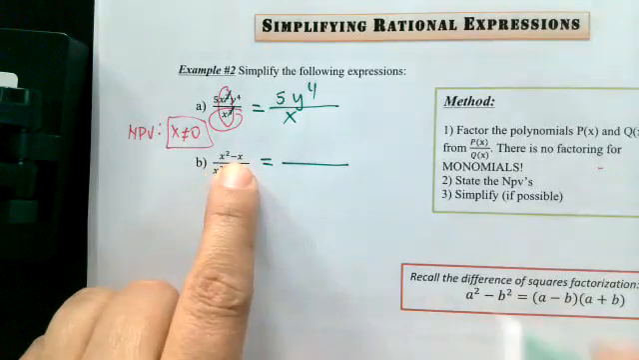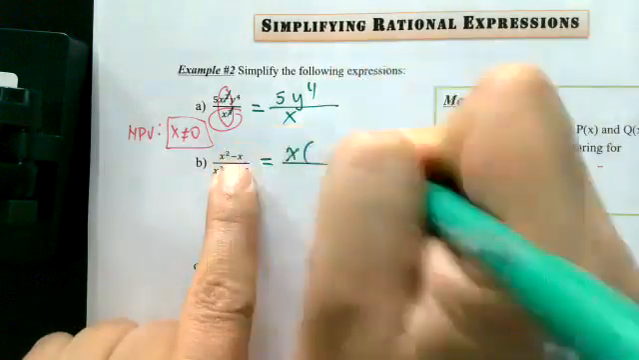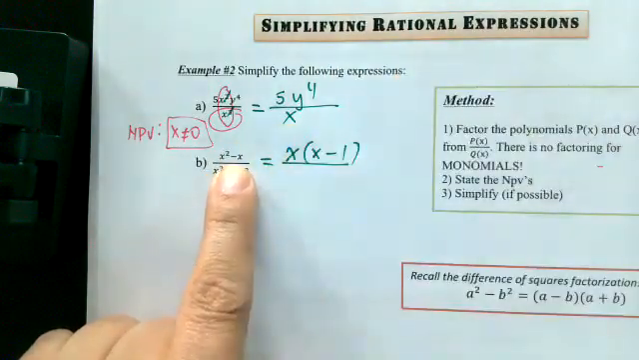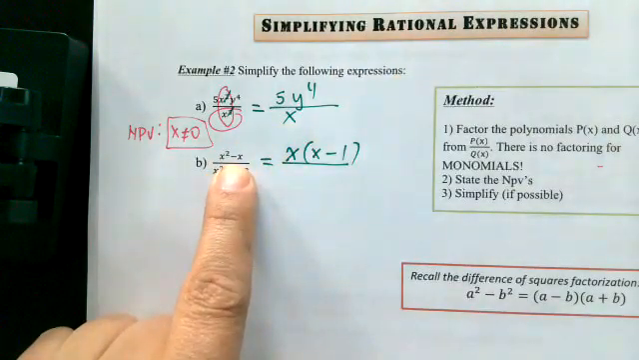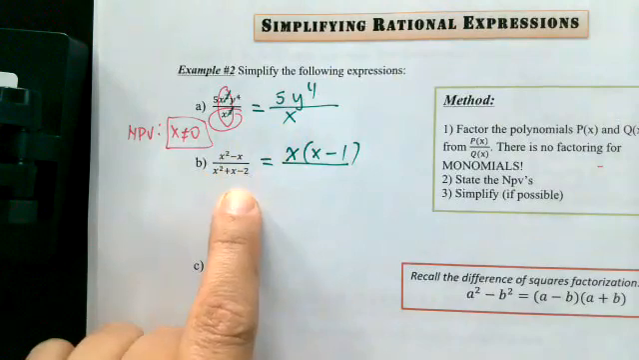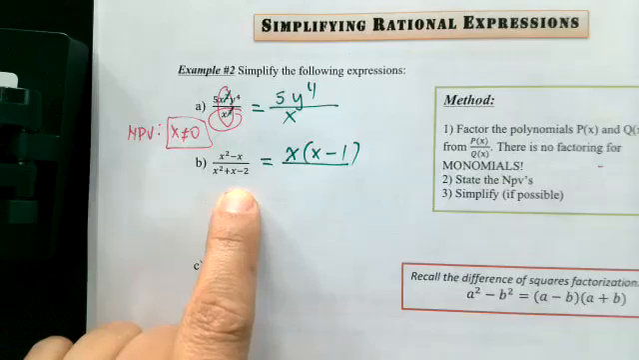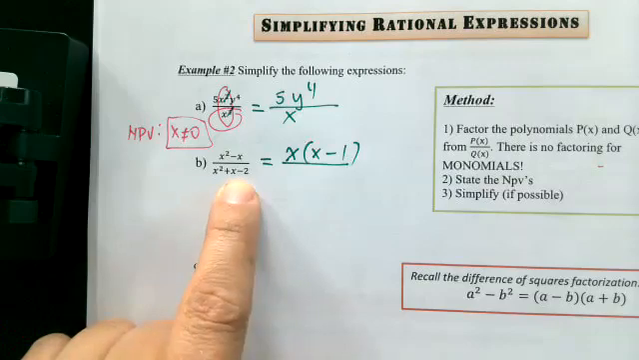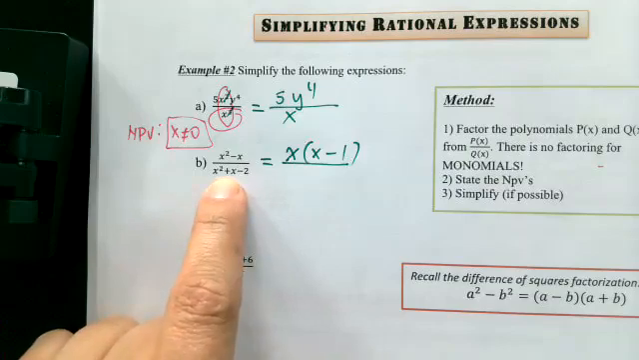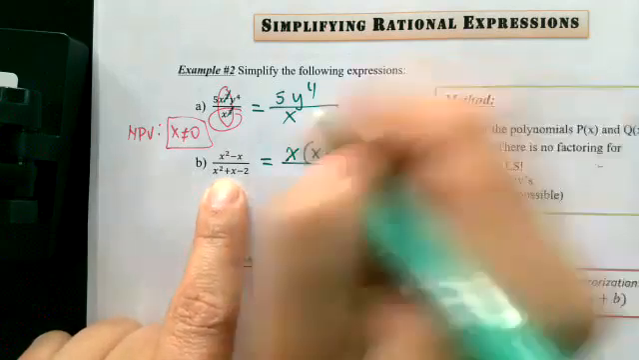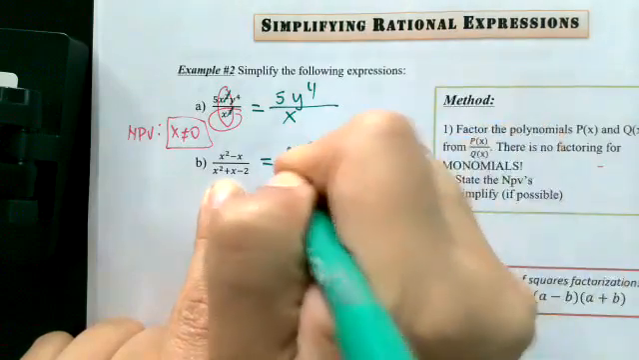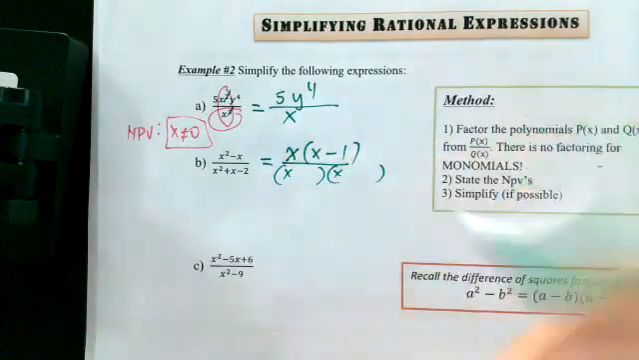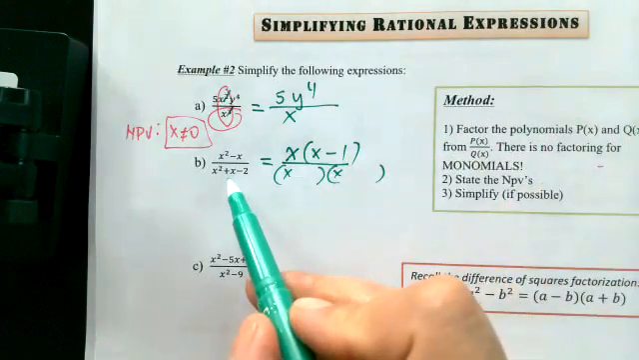So x squared minus x, a common factor is x. We're left with x minus 1 in the bracket. That's our numerator in factored form. And then in the denominator, we have a trinomial. What are 2 numbers that multiply to give me -2 and add to give me +1? -2 and +1, but that's going to give me -1 if I add them.